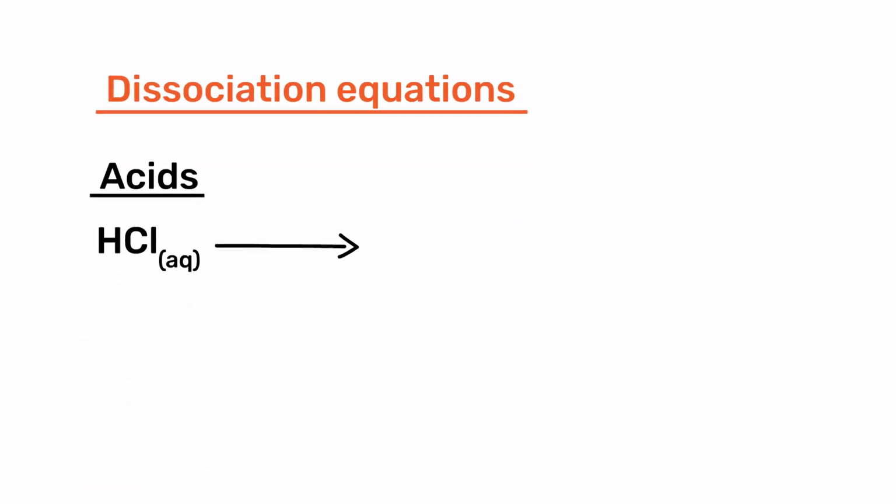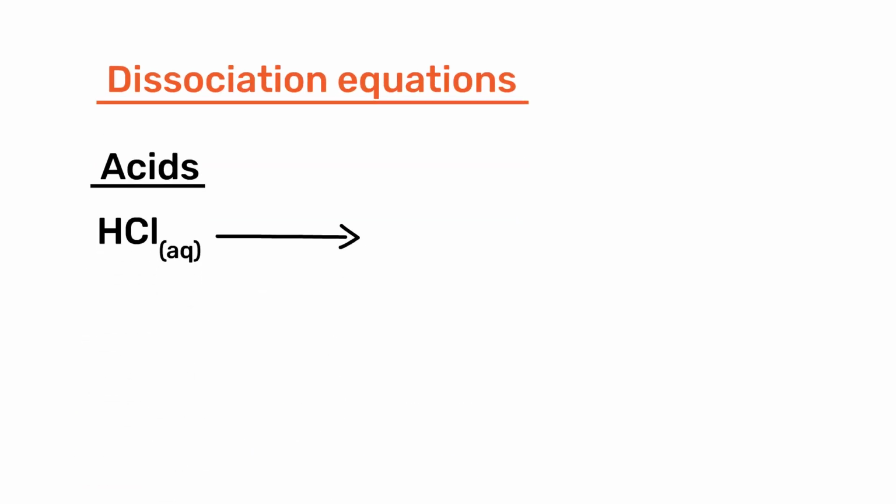Now let us see how to write dissociation equations. As mentioned earlier, acids dissociate in water to produce H+ ions and bases dissociate in water to produce OH- ions. We can represent dissociation of acids in two ways. For example, hydrochloric acid dissociates in water to produce one proton and one chloride ion.